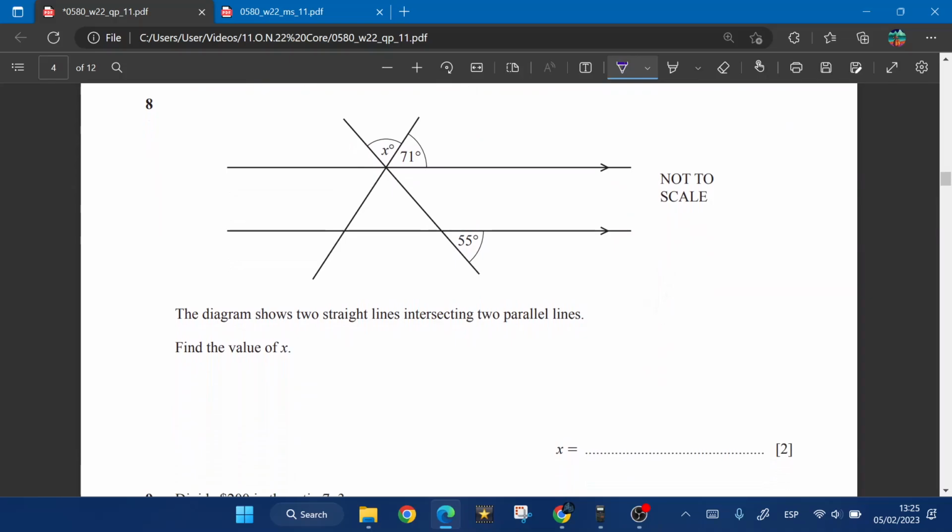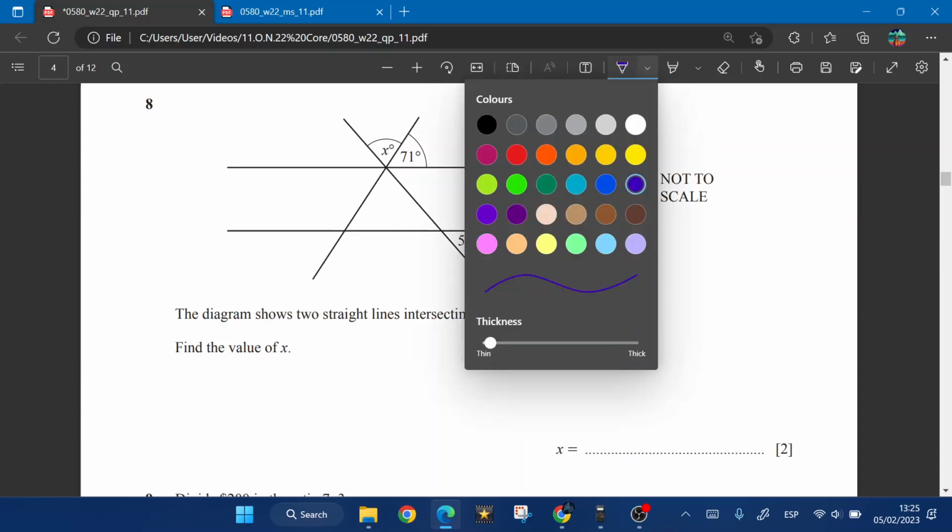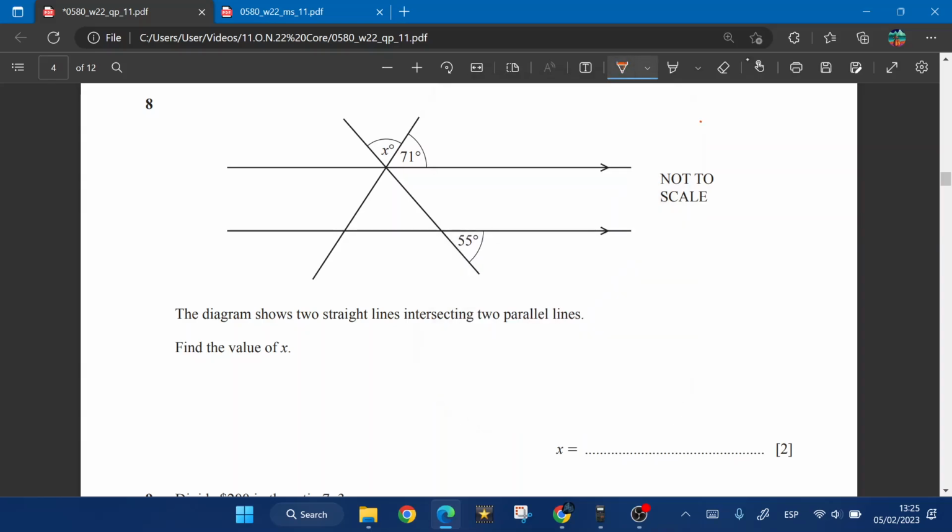Question 8. Finding the value of x. Okay, the moment you see parallel lines, you're going to start looking for the alternate and corresponding angles. The Z and the F angles. Okay, let's mark the angle we have.